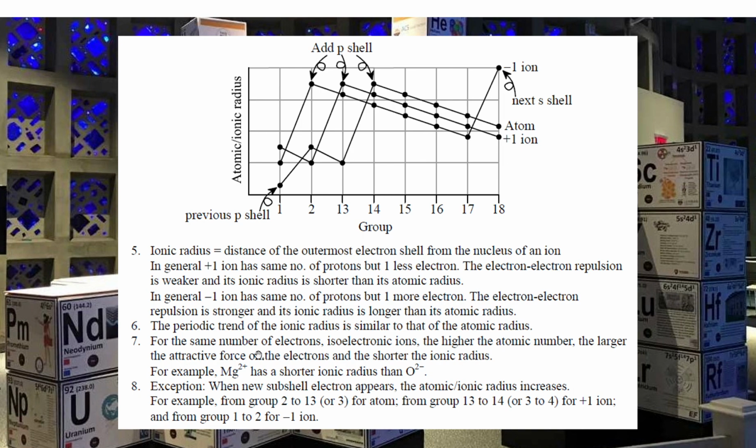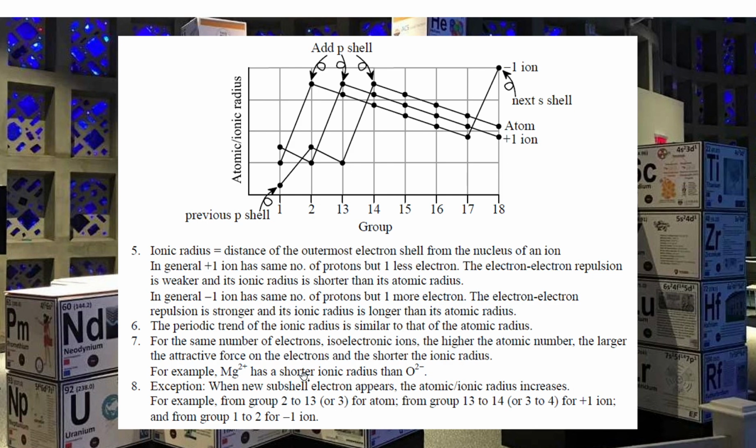And for the same number of electrons, the isoelectronic ions, the higher the atomic number, the more attractive force between the electrons and the nucleus with more protons. So a shorter ionic radius for Mg2+ than O2-: same electron configuration, but Mg has more protons, so more attraction force. So this one has a shorter ionic radius.